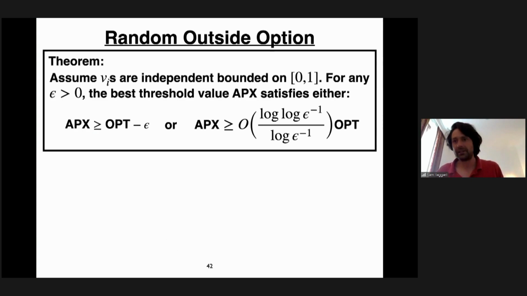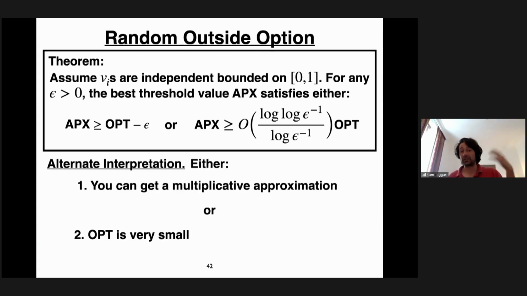So that's why we need this bicriteria analysis. So here I've formally stated it. So again, we're assuming the values are independent. We're assuming the values are all between 0 and 1. And now the statement is pick any epsilon you want. Either I'm able to additively epsilon approximate opt with a threshold, or I can multiplicatively log over log 1 over epsilon approximate opt, again, using the best threshold. So another way of saying this is either you can get a good multiplicative approximation or opt is going to end up being very, very small, as it turns out.